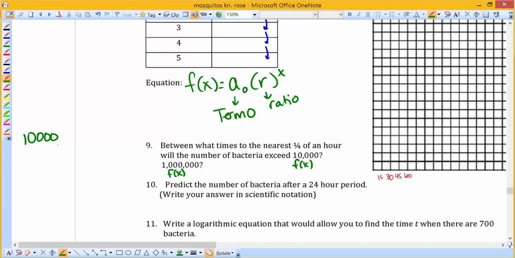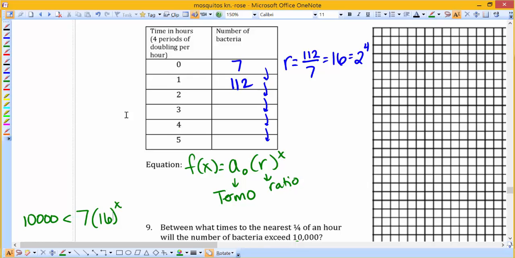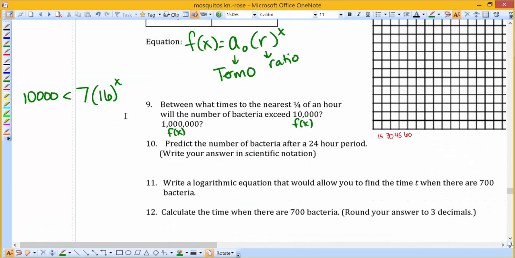So I want it to exceed 10,000. So the bacteria has to be greater than 10,000. So I'm going to hopefully have this for my equation. I have 7 bacteria to start with. 2 to the 4th is 16 to the x. So it says between what times to the nearest quarter of an hour. Now, you could use your table. You're welcome to use your graph. I wouldn't. I would just find the minimum time for 10,000. And I would start by dividing by 7.